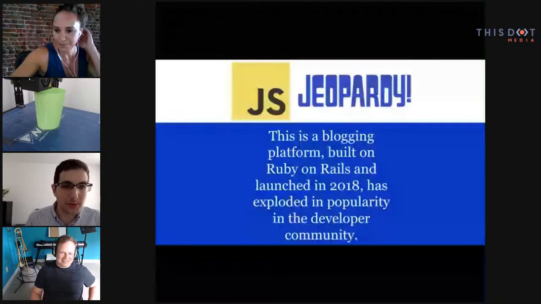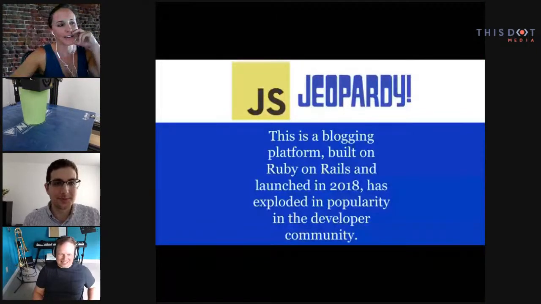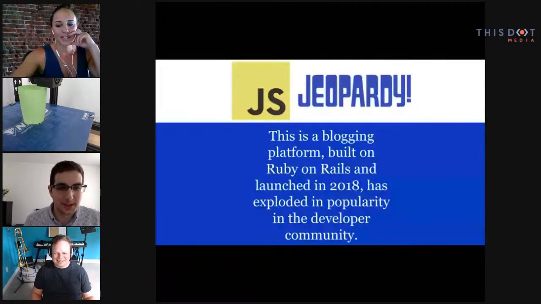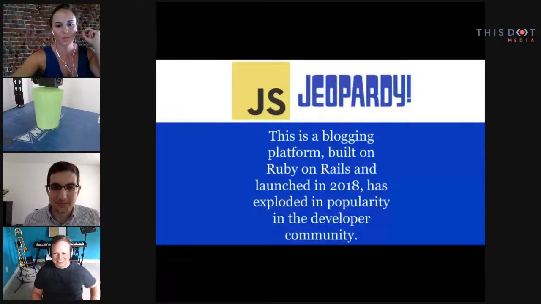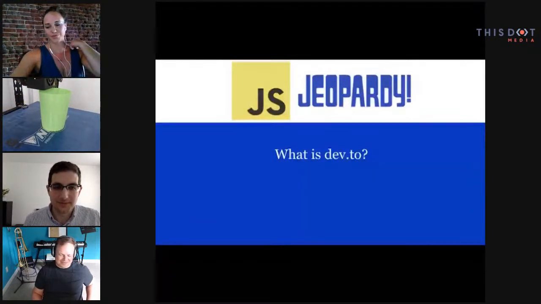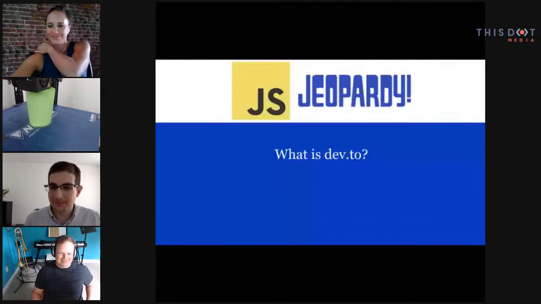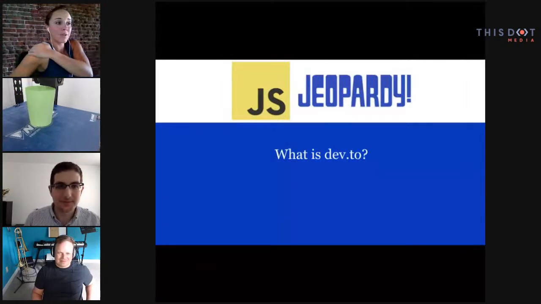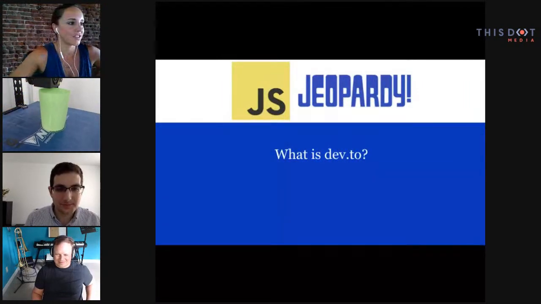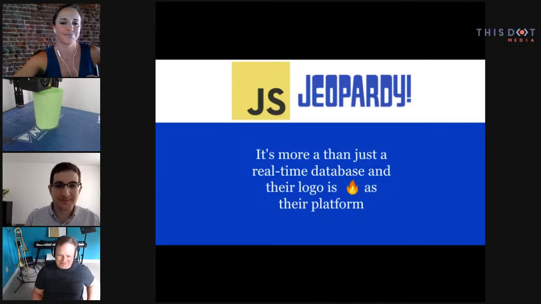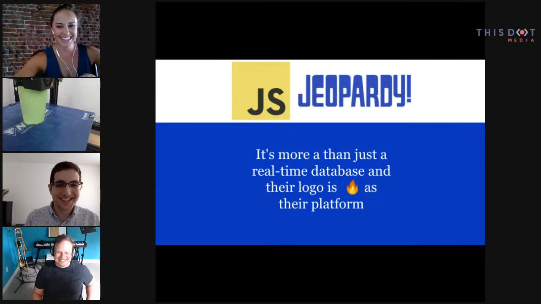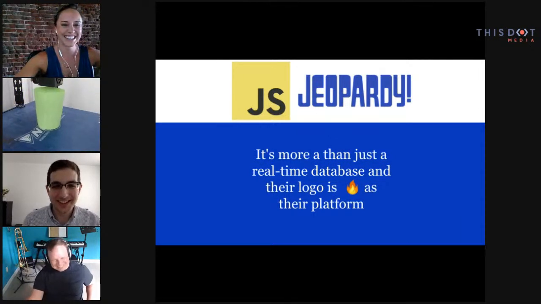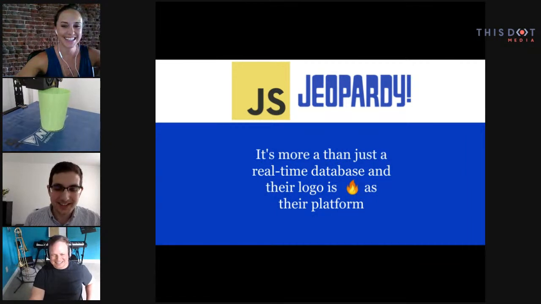Can we give participation points to the answer? Yeah, we can. So the answer is, what is dev.to? Reddit, if I'm not wrong, was built on Python. Gotcha, I did not know that. All right, Drew, back to you for the next one. It's more than just a real-time database, and their logo is fire, as is their platform.